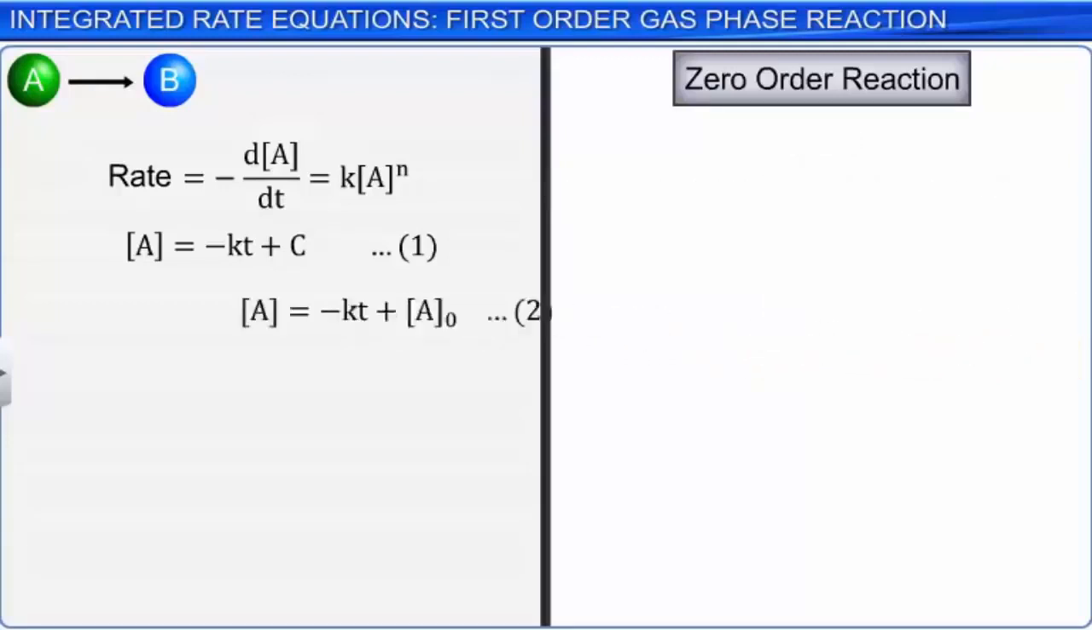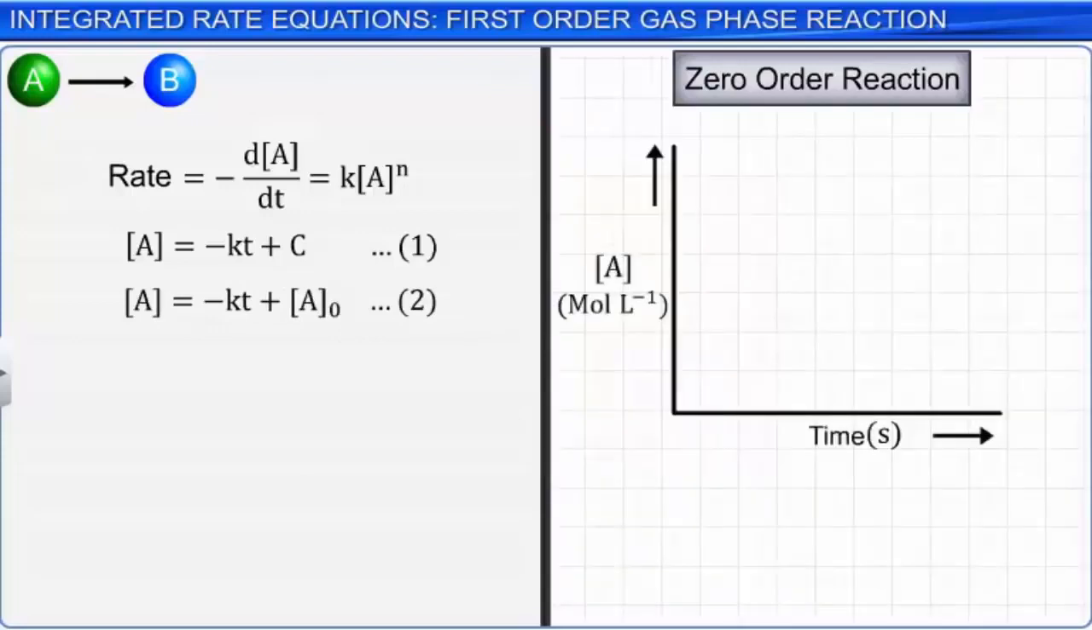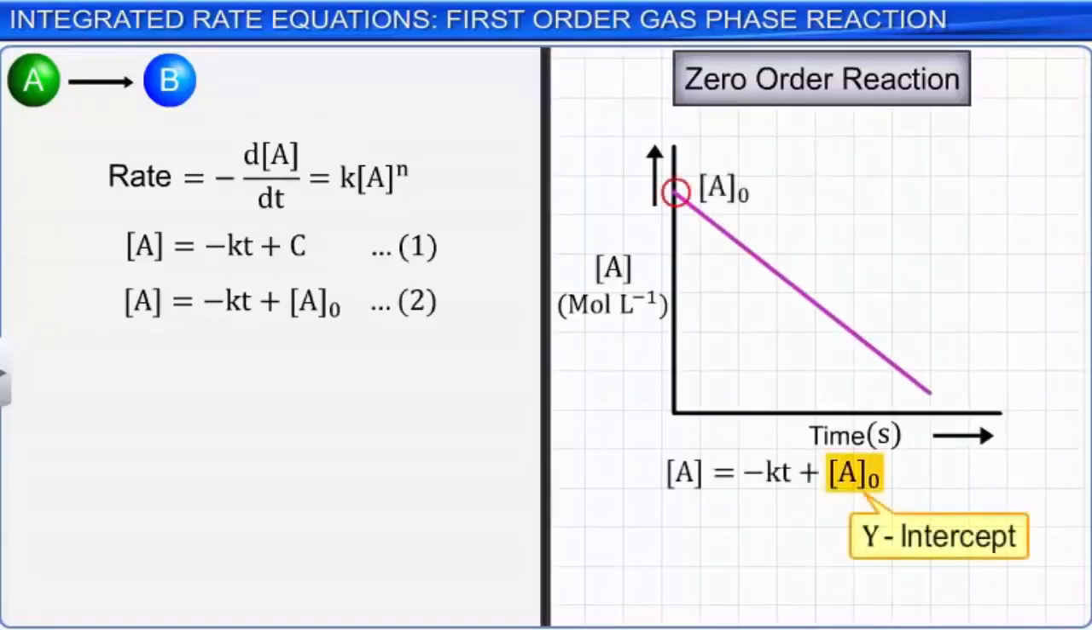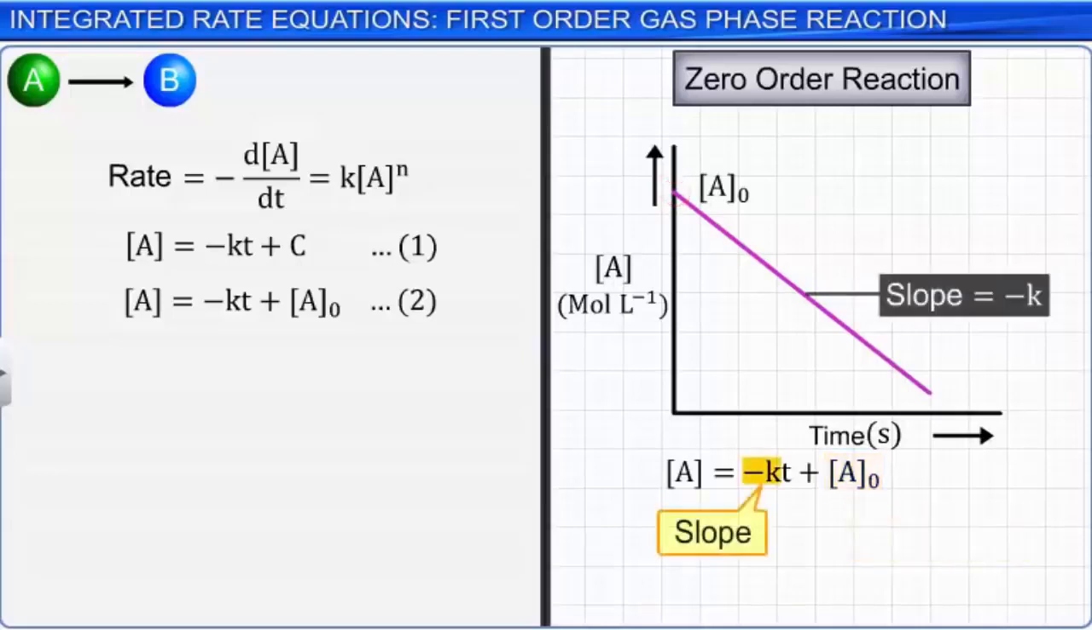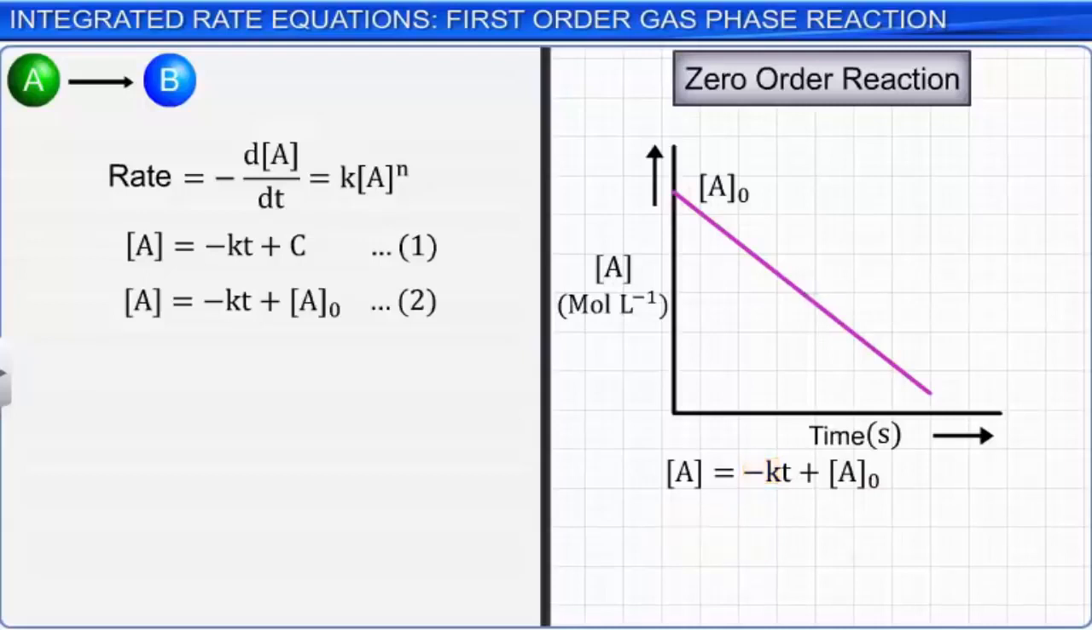If we plot this equation on the concentration of A versus time graph, we get a straight line with the y-intercept as the concentration of A0 and slope minus k. We can calculate the value of k by rearranging equation 2. Therefore, k is equal to A0 minus A divided by t.